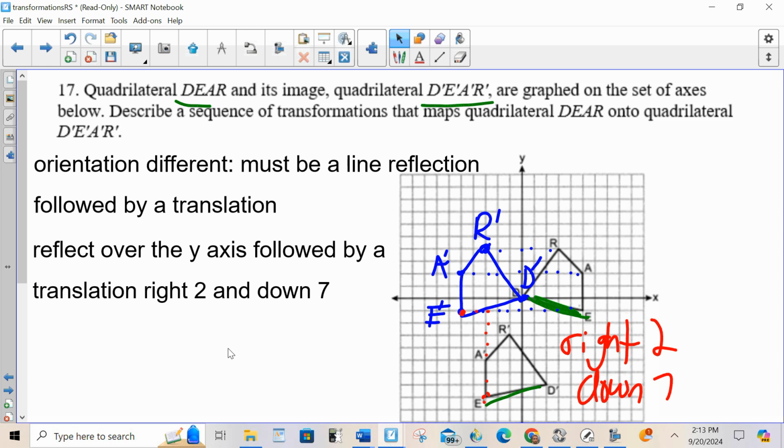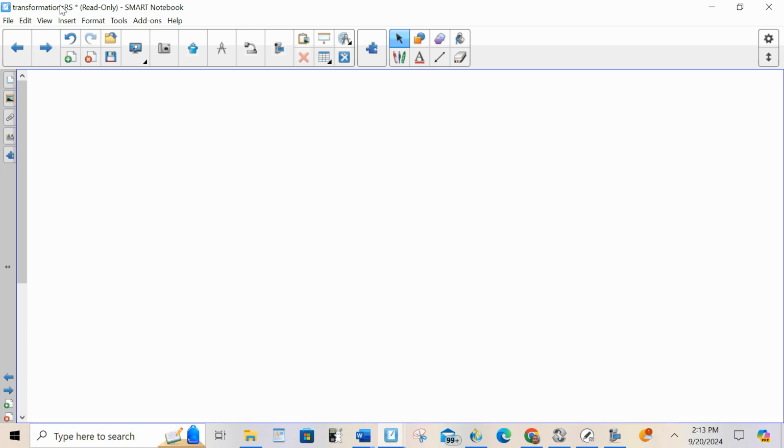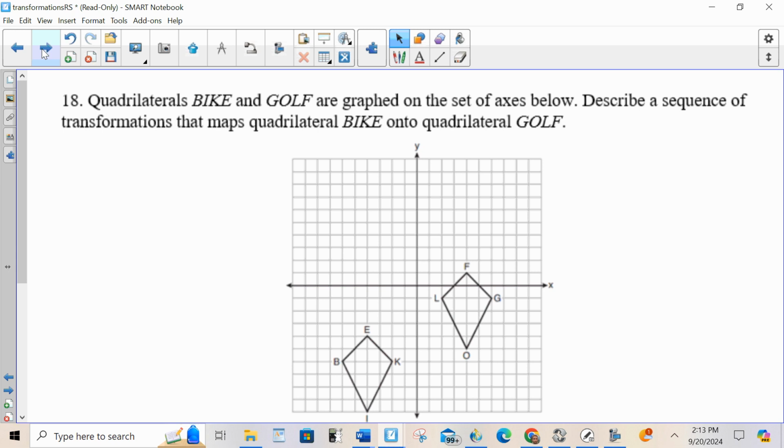Whenever you're identifying a rigid motion or transformation or sequence, if it's different, it must be a single line reflection. If it's the same, if it's open response, it's going to be a rotation. And if it's multiple choice, it could be a double reflection, or it could be a rotation or a translation. All right, we're getting close here.